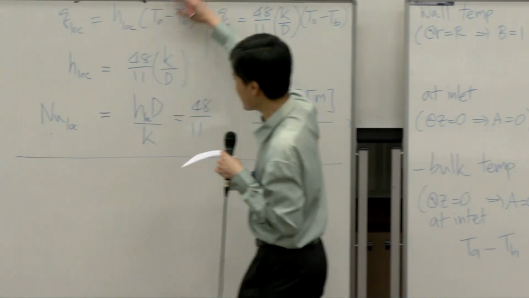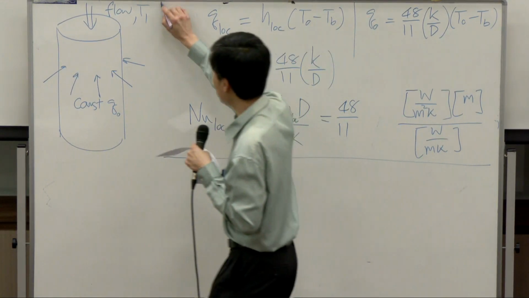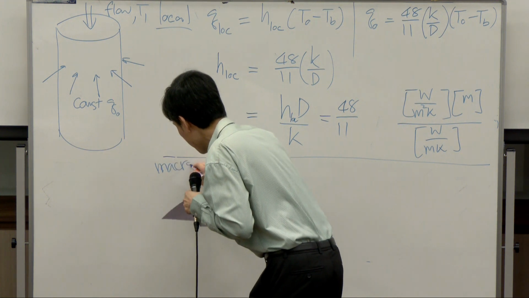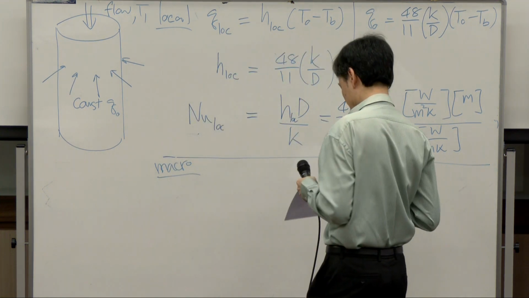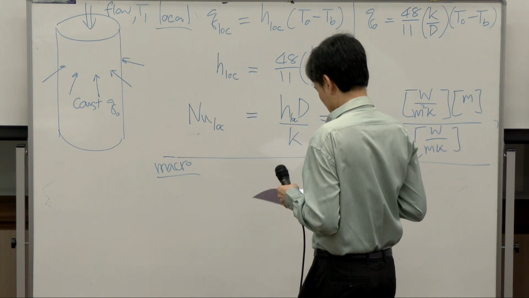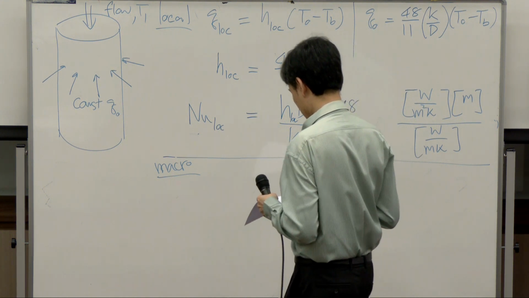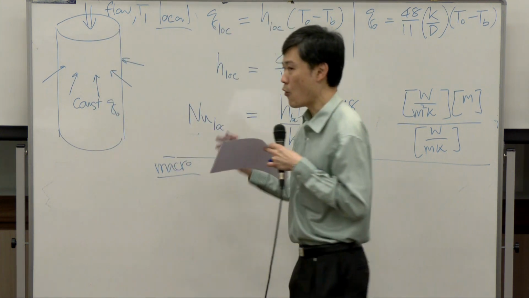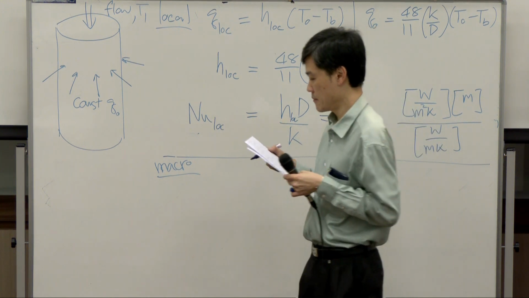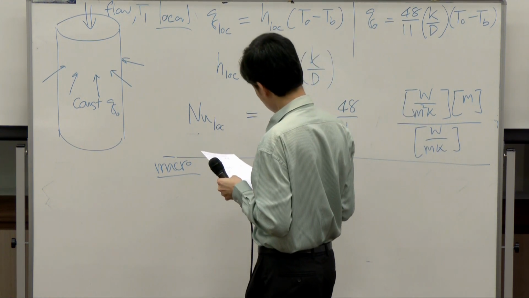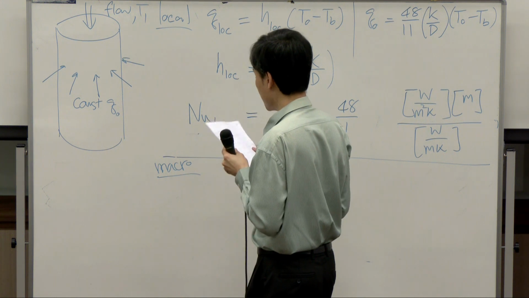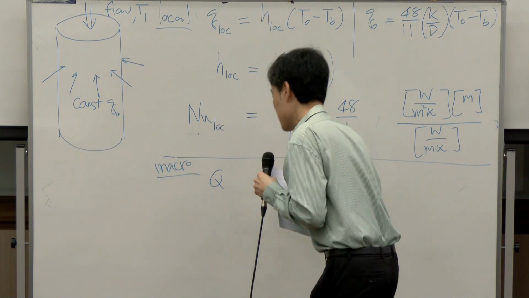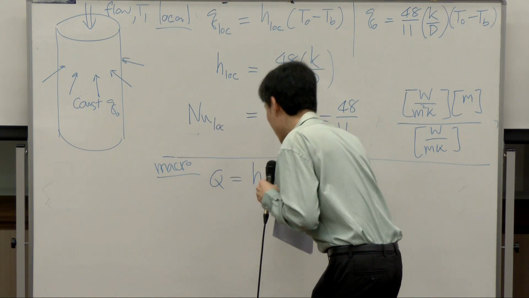All right? So this side of the board will be local, and this side of the board will be macro. Okay? In order to do macroscopic balance, we need to find overall heat, because according to the definition, Q total equals HA delta T.